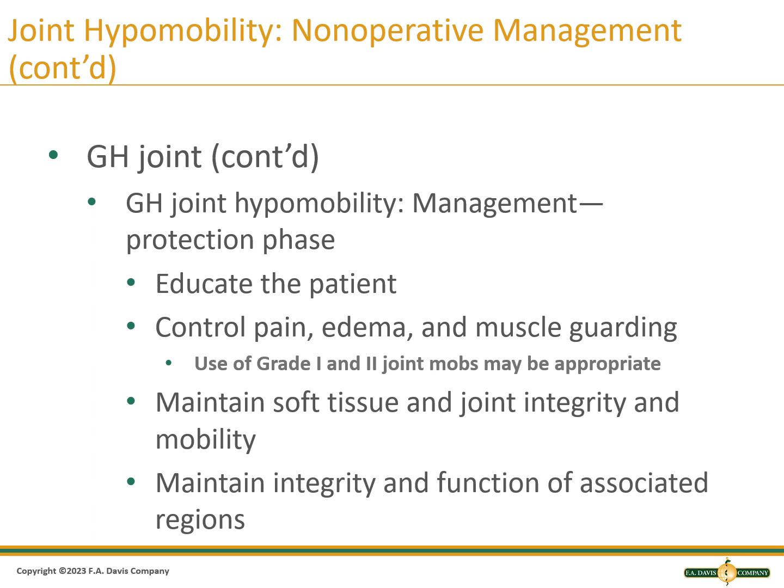We want to maintain soft tissue and joint integrity and mobility, so we're going to perform range of motion. We will do stretching activities as appropriate, as long as it doesn't injure the tissues or increase pain for the patient, and maintain integrity and function of the associated region. So we want to make sure that we're promoting scapular motion, keeping the elbow and wrist moving, sometimes even looking towards the cervical spine and ensuring that there's appropriate motion being maintained at all of the associated regions.